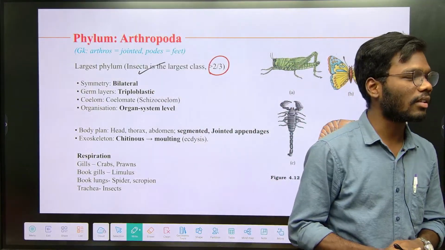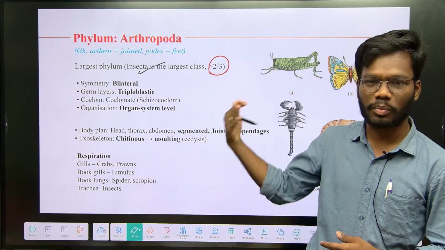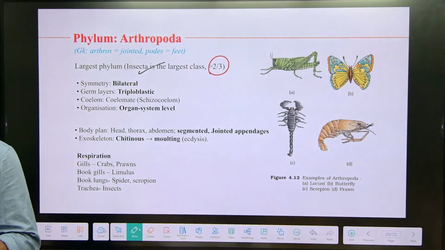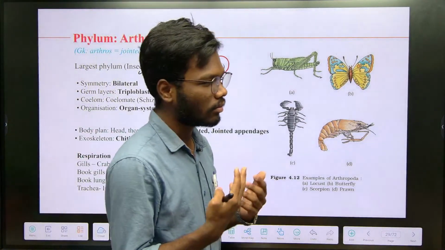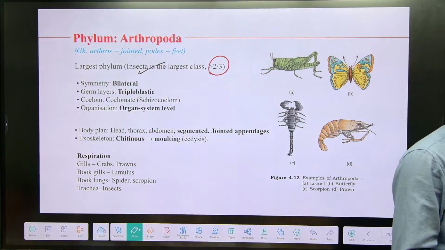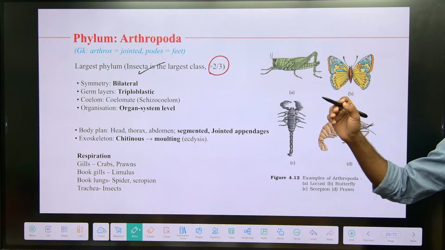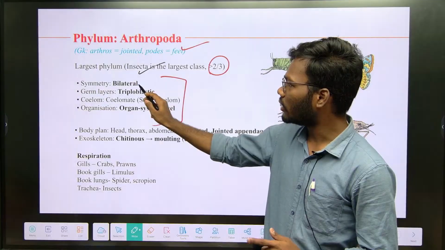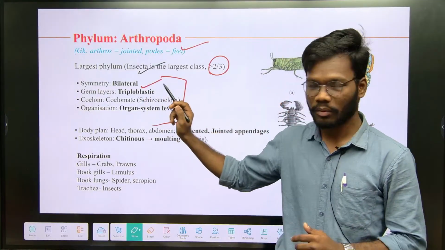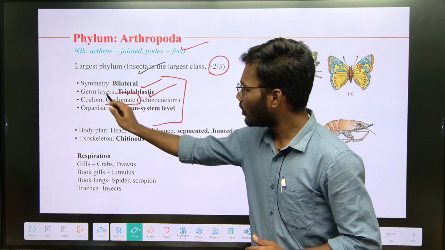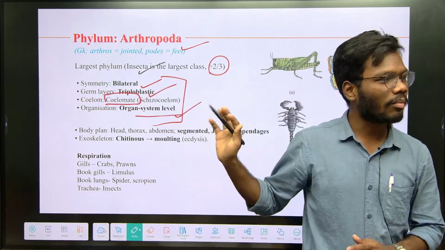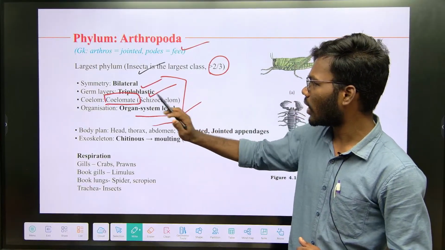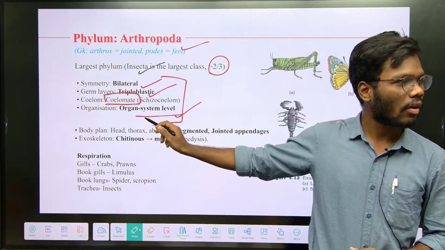Insecta is the largest class, which has a large number of species. Arthropoda live in many habitats, like terrestrial and marine environments, all kinds of living environments you can see in this phylum. These are the general things. Arthropoda shows the characters: bilateral symmetry, triploblastic, coelomate, organ system level of organization. These are the basics of each and every phylum.